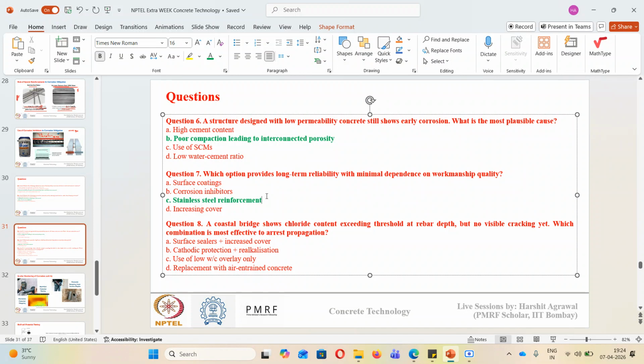So quality of concrete or amount of inhibitor that is poured, or amount of paint that is applied over the concrete surface, or over reinforcement, all these things can be affected by workmanship quality, but not stainless steel. Okay, if we have a stainless steel reinforcement properly manufactured in industry, it will have minimum dependency on workmanship quality on field.